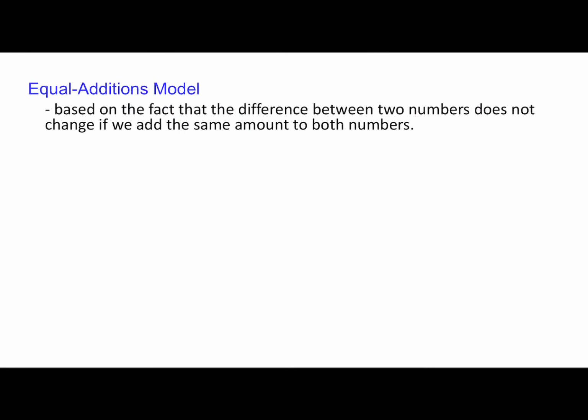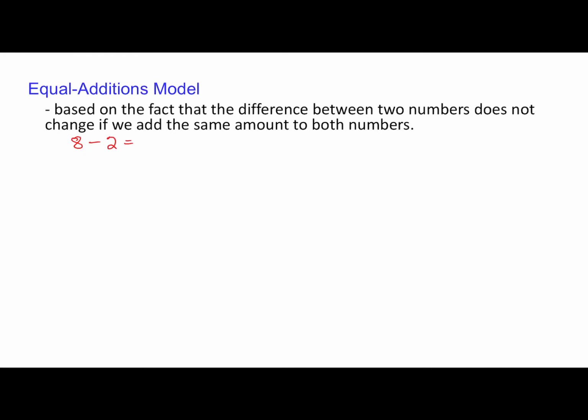All right, so hopefully you've practiced a little with the base 10 blocks, and we're going to move on to another model for subtraction. This is the equal additions model. And the idea here is that if I'm subtracting 2 numbers, and let's try with a small example, if I want to do 8 minus 2, for example, if I add a fixed value to both 8 and 2, that's not going to change the value of my subtraction.